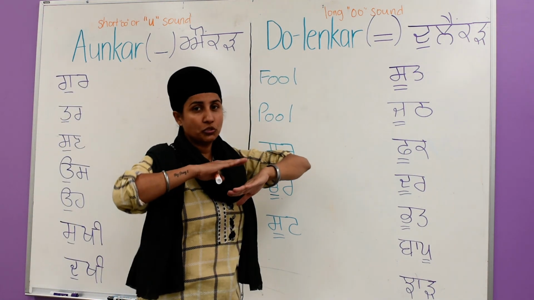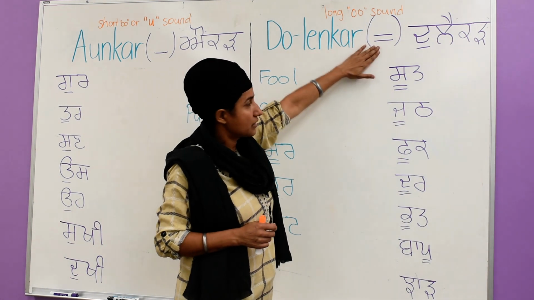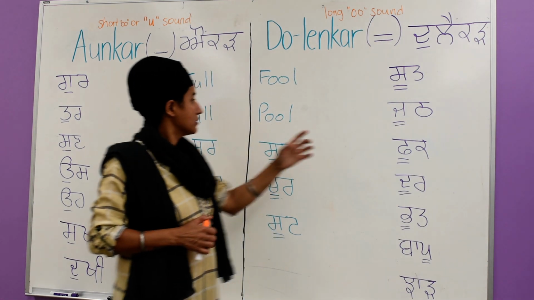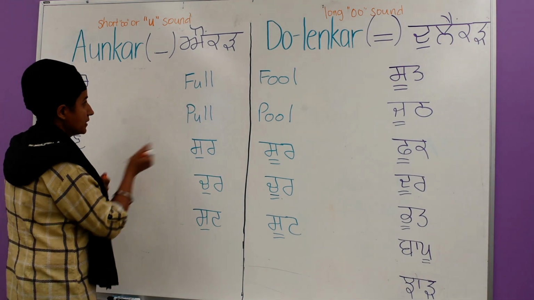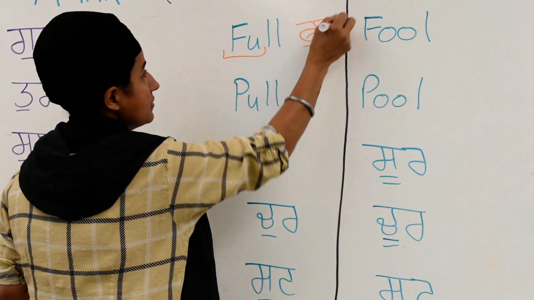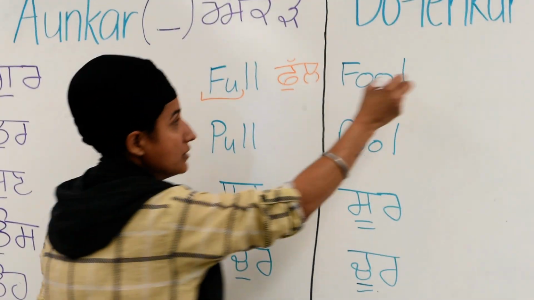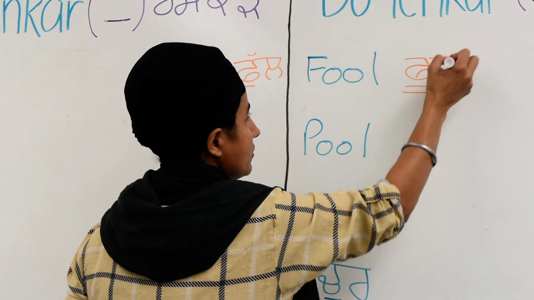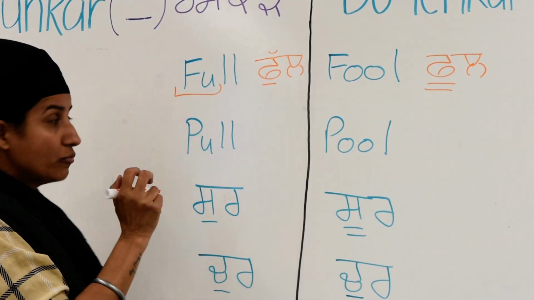Do-Lenkar means two lines, and these are always on the bottom of the letter. This is the long O sound. So let's see how it sounds. Full: for fe with Aunkar, it's F-U-L, full. And with Do-Lenkar, and lala, it's fool.